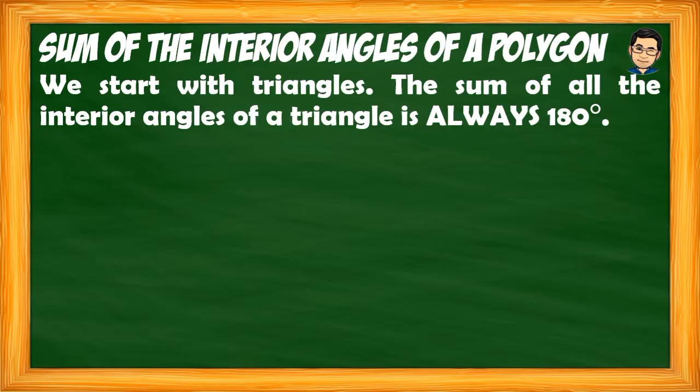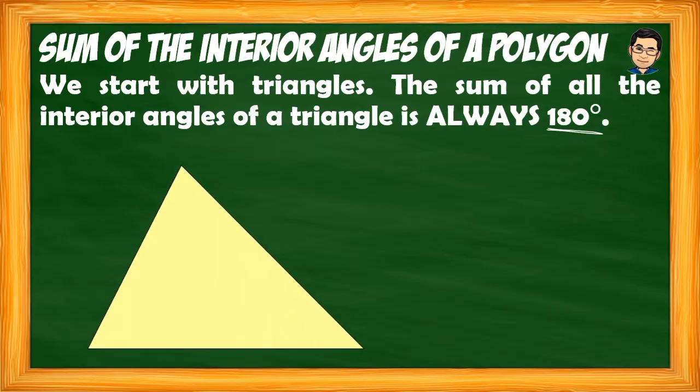So, kapag inadd po natin lahat ng mga interior angles, yung mga angles na nasa loob ng isang triangle, ang sum niya is always 180. Ibig sabihin, hindi po yan nagbabago, hindi siya magbabago. Let us consider the following triangle. Pangalanan natin to as X, Y, and Z. This is triangle XYZ.